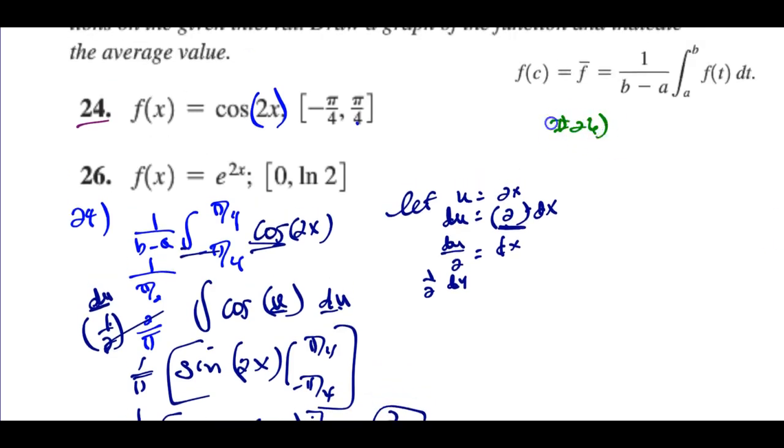How about number 26? This is the one I really wanted to look at. 1 over b minus a. Well, that's just the ln of 2 minus 0. And then integrate e to the 2x dx.